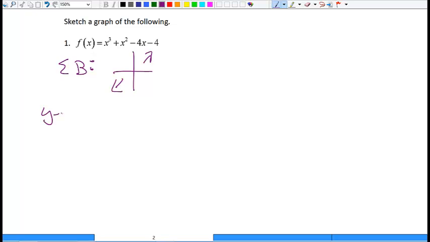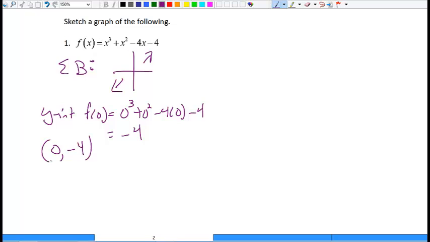Then let's do the y-intercept, which is f of 0, which would be 0 cubed plus 0 squared minus 4 times 0 minus 4, which is negative 4. So I know it crosses the y-axis at negative 4.